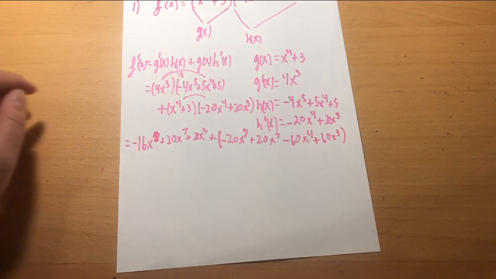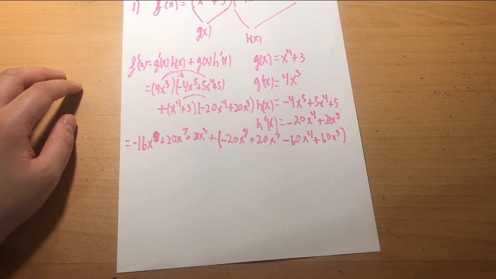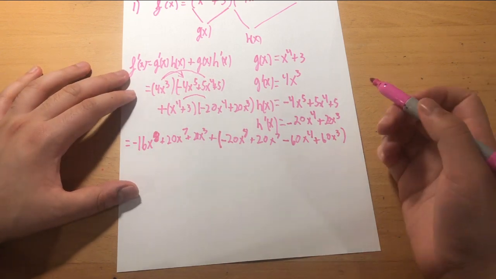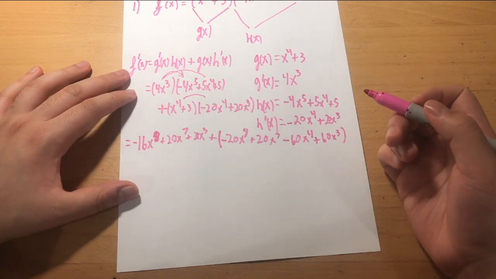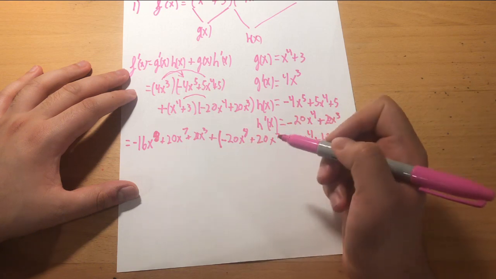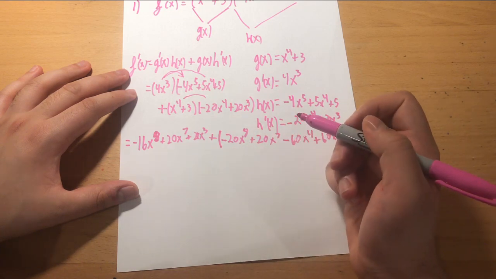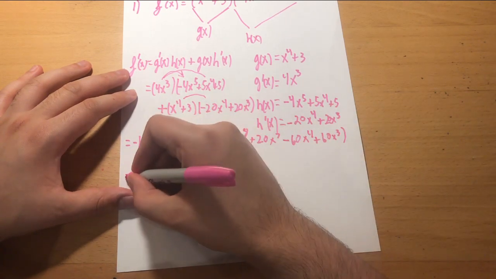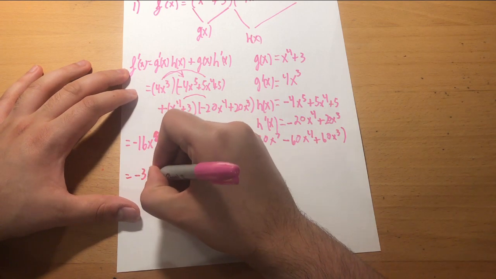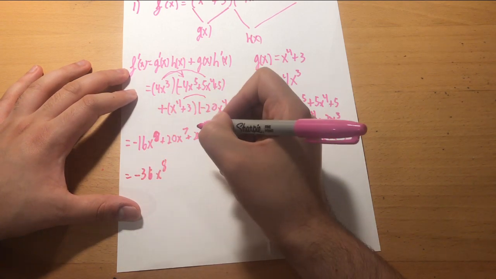Now from here, we can start combining like terms. Okay, so let's check off everything with an eighth to it. So that's the negative 20 and the negative 16. That should get us negative 36, so negative 36 x to the eighth.